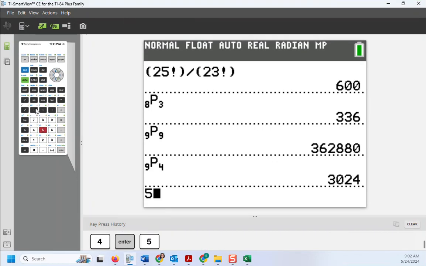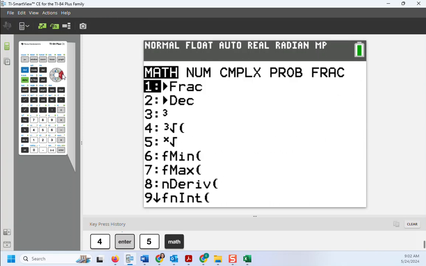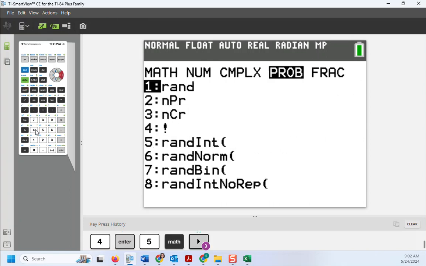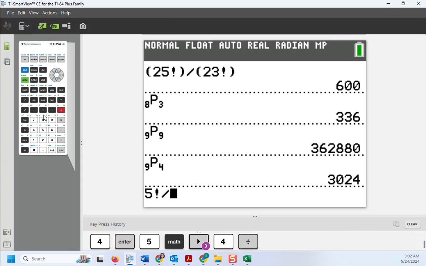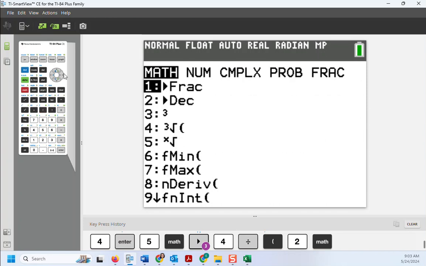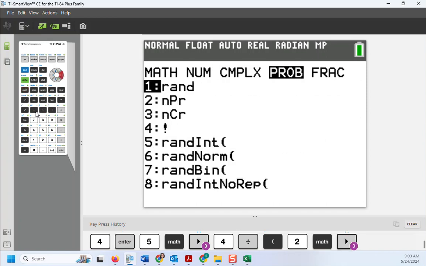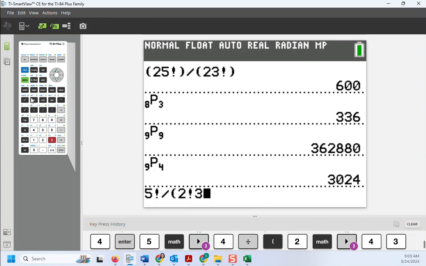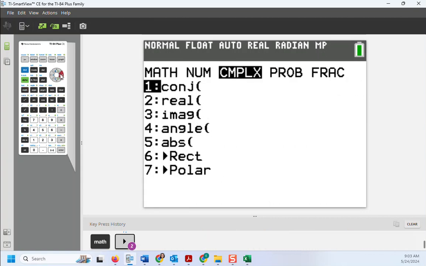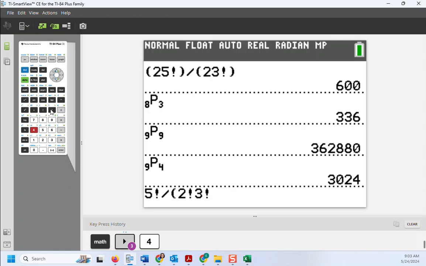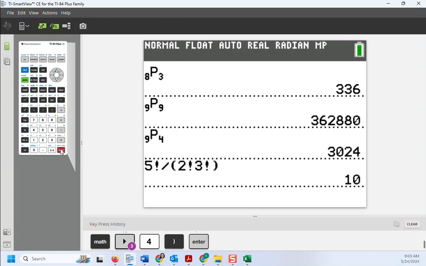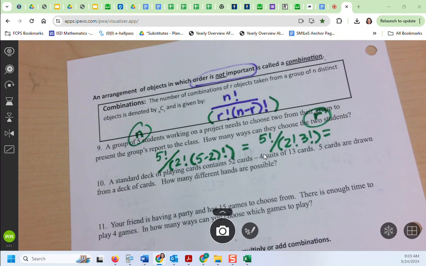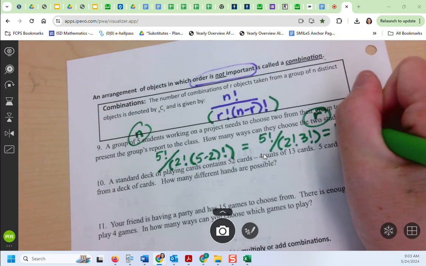All right, so we said 5 factorial over, and then put parentheses around your denominator, 2 factorial, 3 factorial. And I got 10. Anybody else get 10? Okay, good. Guys, you should all be practicing doing this on the calculator so you'll know how to do it.